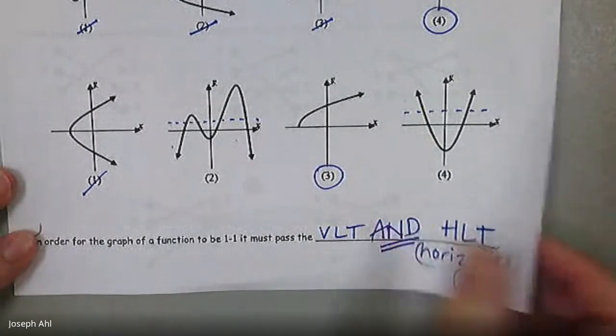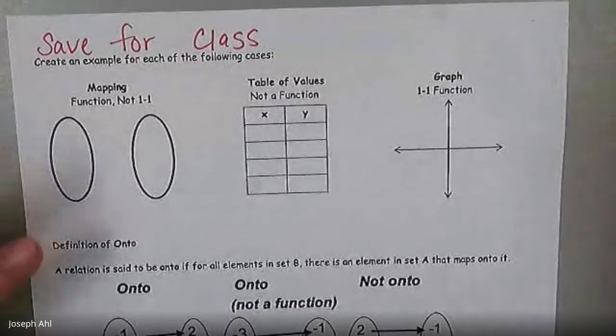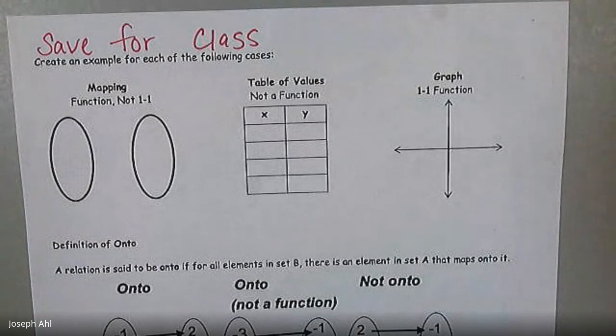So we'll stop there for today. We do have one more page left in the notes. It's page 25, and we're going to work on this next time we're together. So save that page for class. We have one more definition to talk to and a little bit more practice at the top.